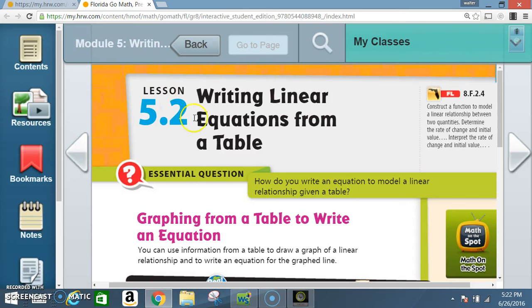Lesson 5.2, Writing Linear Equations from a Table.